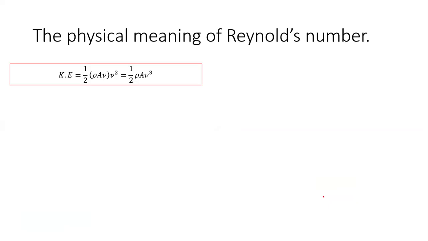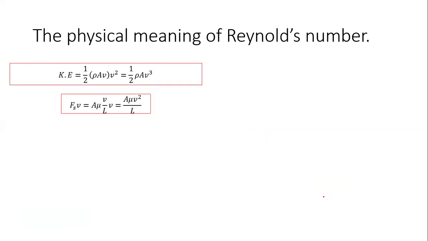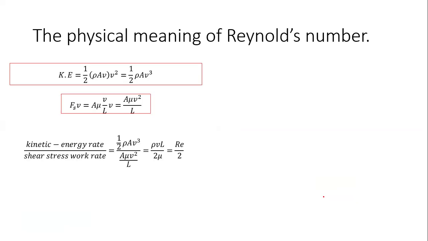Now, what are we trying to say? We have our formula for our kinetic energy. We have a formula for our shear stress work rate. If we divide them by each other, we are going to have what we call the kinetic energy rate over the shear stress work rate, right? And then if we simplify and cancel out our units, realize that we are having rho v L over our viscosity. L in this case can be a diameter. So we can have rho Vd over viscosity, which is Reynolds number over 2.